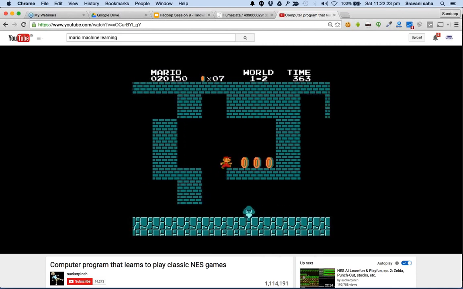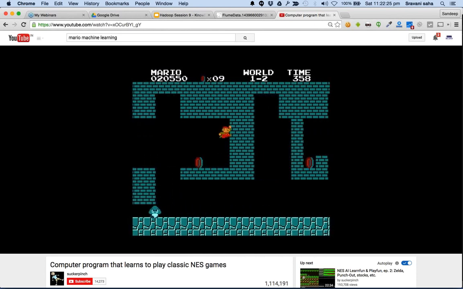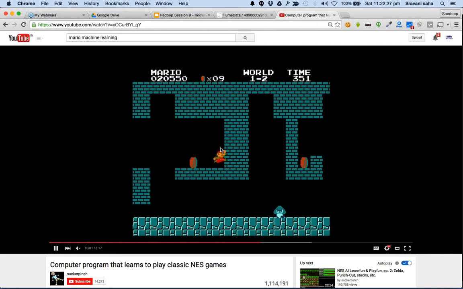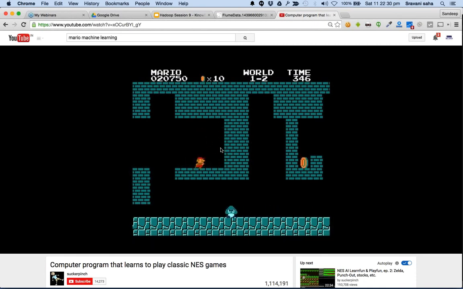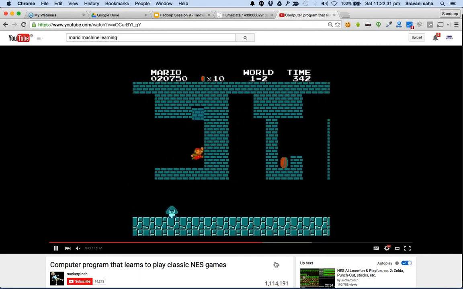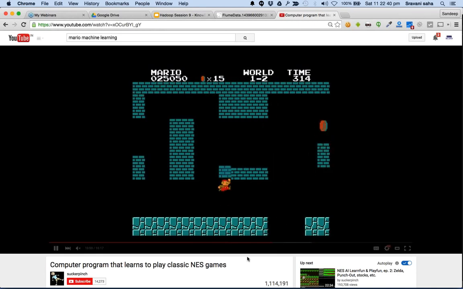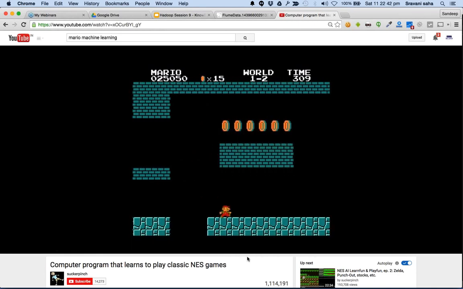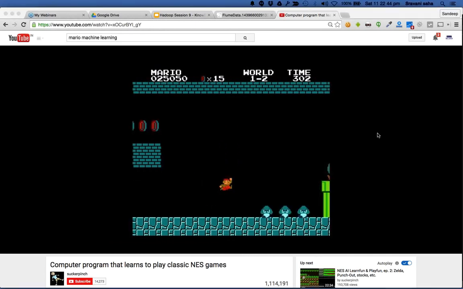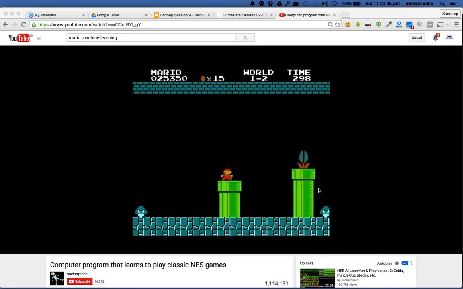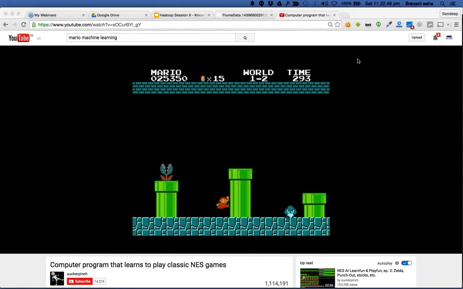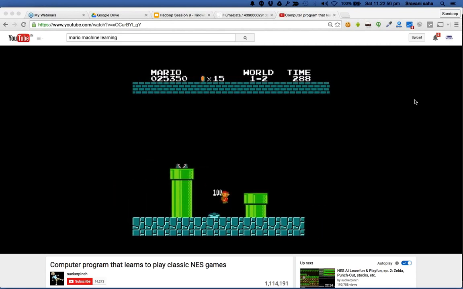Now, after a couple of weeks, this is what it is doing. At this point, it will get stuck here and die. And then in the next life, it will try to use that knowledge to crack it. Now you see, after a couple of days more, the computer is starting to play really well. Now look at this game.